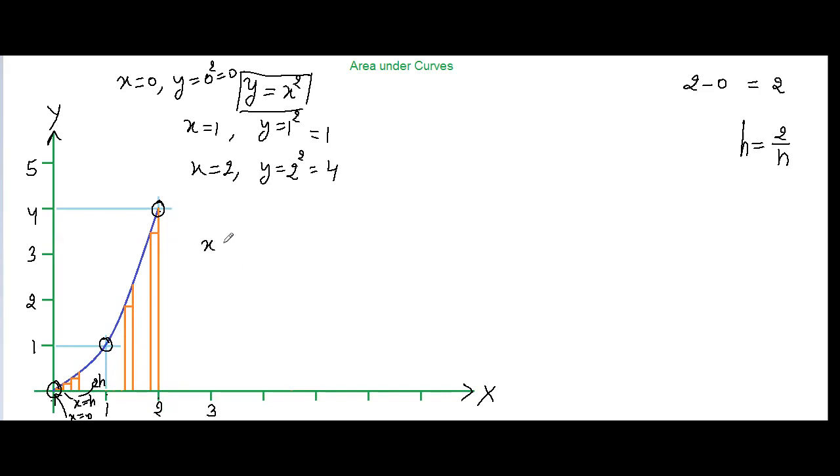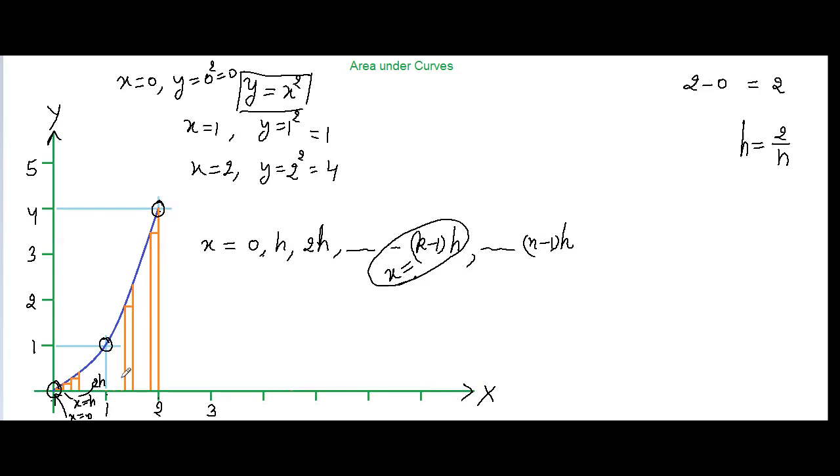This way, the values of x are forming an AP: 0, h, 2h, and so on. The kth term of this AP will be k minus 1 times h. And the last term of this AP, that is the nth rectangle, the x value will be n minus 1 times h. So for the general term, this is the value of the x coordinate here. This is k minus 1 times h.